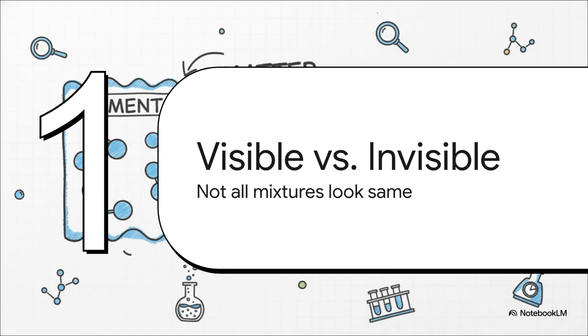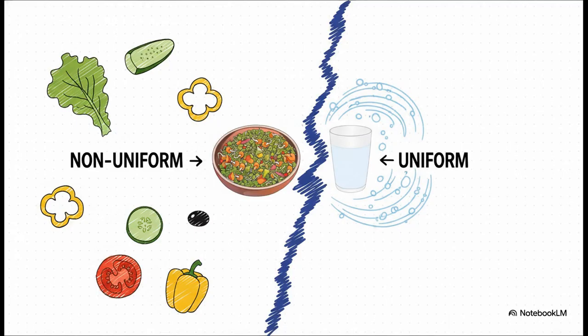Okay, but here's where it starts to get a little tricky. Not all mixtures are as obvious as a salad. You can basically split them into two big types, and it all comes down to one simple question. Can you actually see the different parts? Just look at the difference here. On the left, that's our salad, a classic, non-uniform mixture. You can easily pick out the different bits. But on the right, that's sugar dissolved in water. The sugar is definitely still there, but you can't see it anymore. That's what we call a uniform mixture.